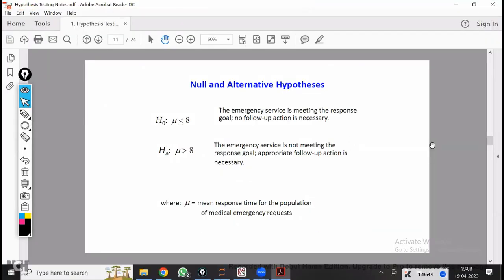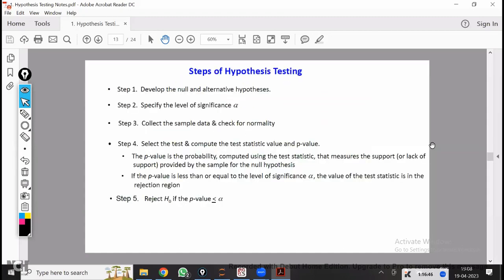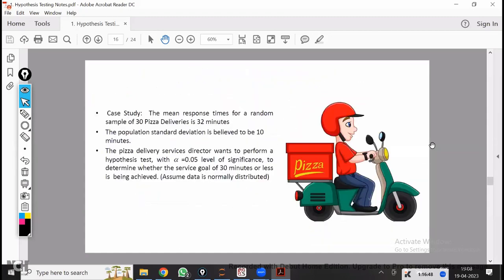Let us try one more example. Write in the notes the null and alternate hypothesis once again.